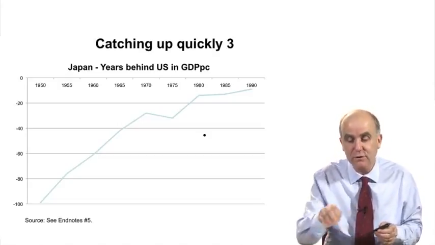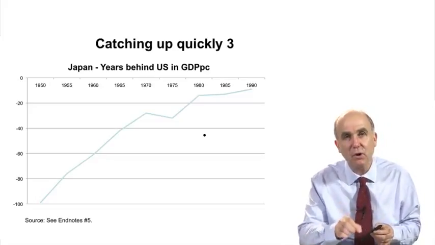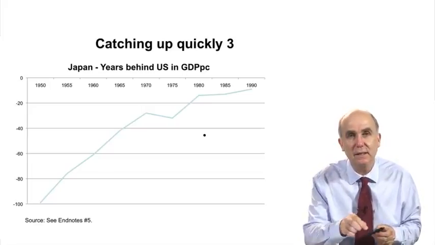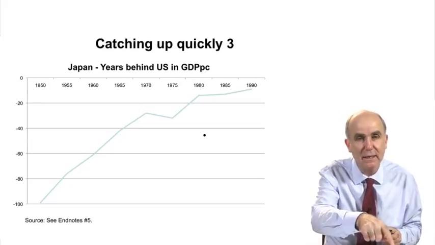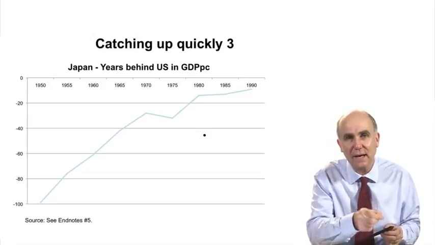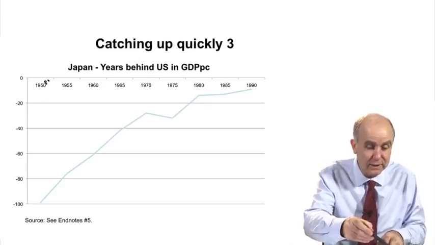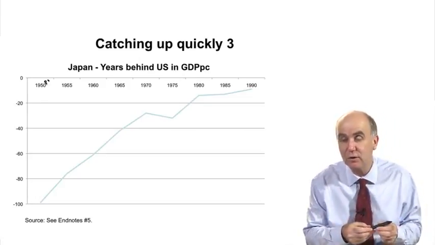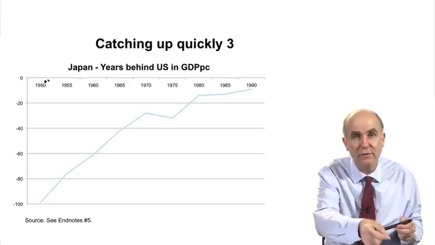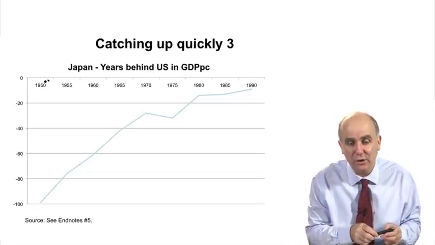So it's a graph that runs from 1950 to 1990, and on the horizontal axis is years behind the US in GDP per capita. What I've done is look at Japanese GDP per capita in a particular year, such as 1950, and then ask how many years before that did the United States have that same level of GDP per capita. And so you can see that, wow, in 1950, Japan was about 100 years behind the United States. That is, it was about 100 years before 1950 that the United States had the level of GDP per capita that Japan attained in 1950.